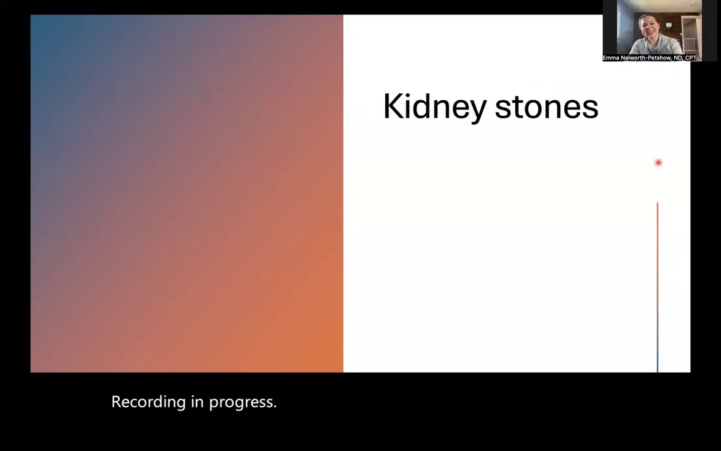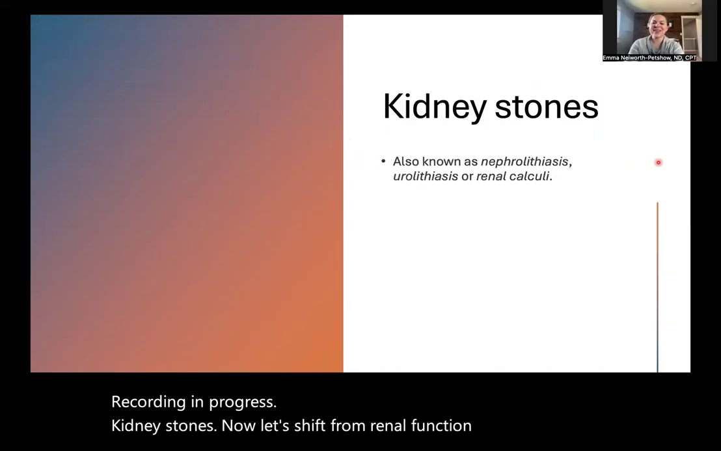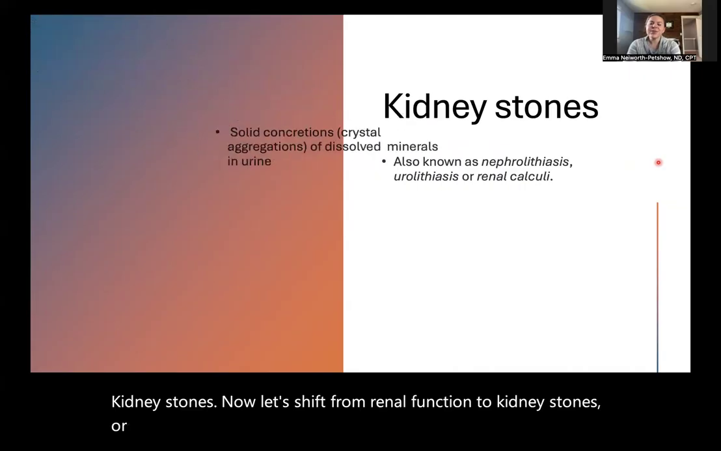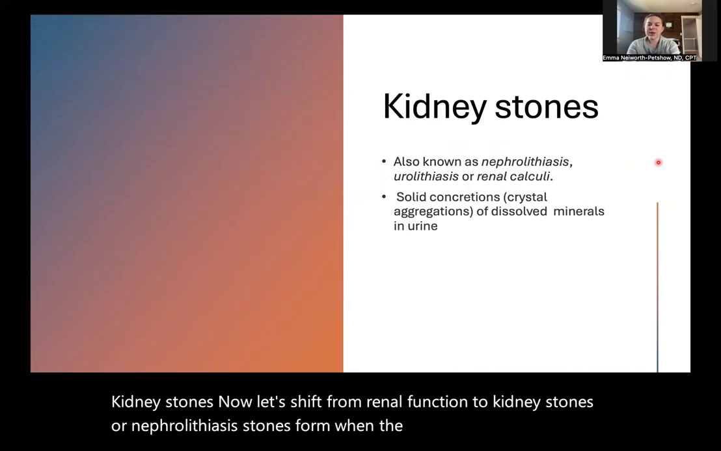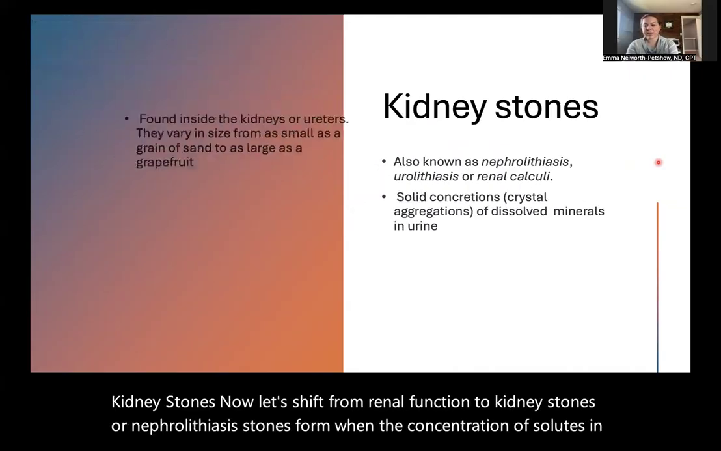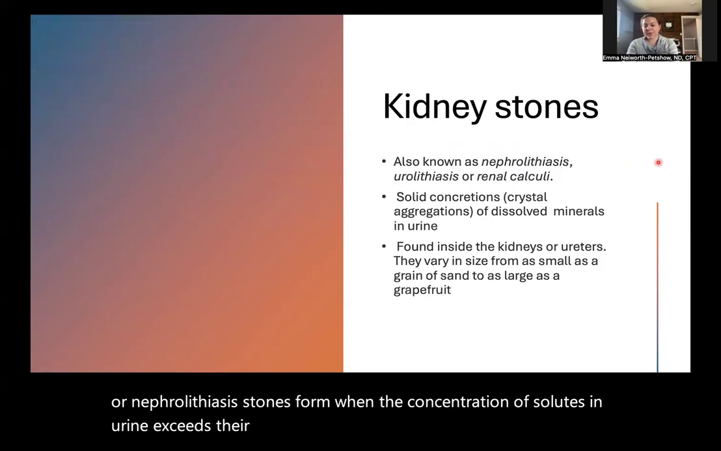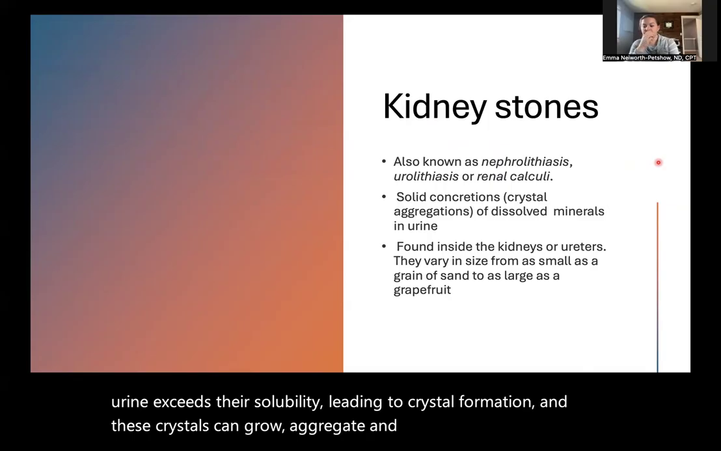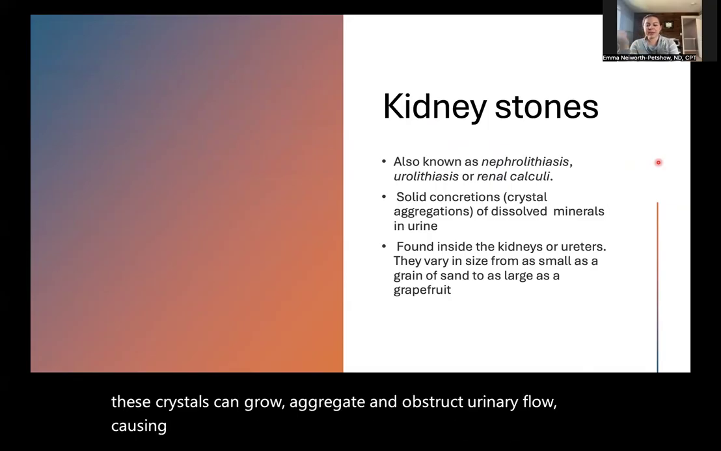Kidney stones. Now let's shift from renal function to kidney stones, or nephrolithiasis. Stones form when the concentration of solutes in urine exceeds their solubility, leading to crystal formation. And these crystals can grow, aggregate, and obstruct urinary flow, causing severe flank pain, hematuria, and sometimes even infection.